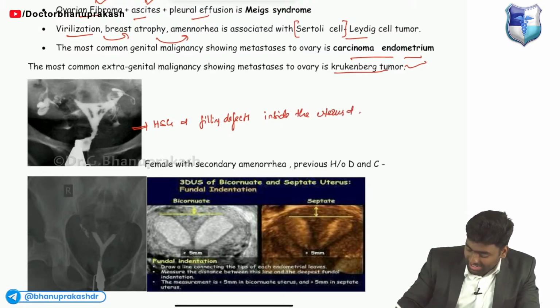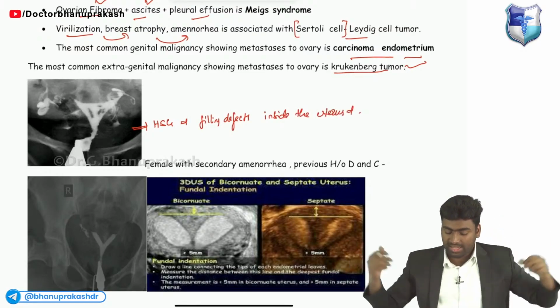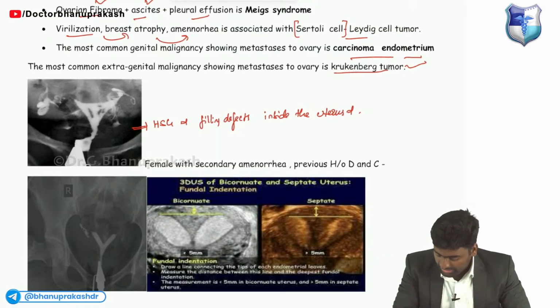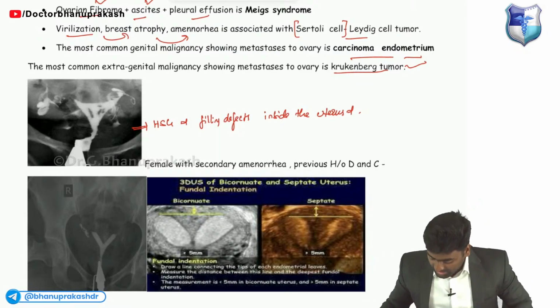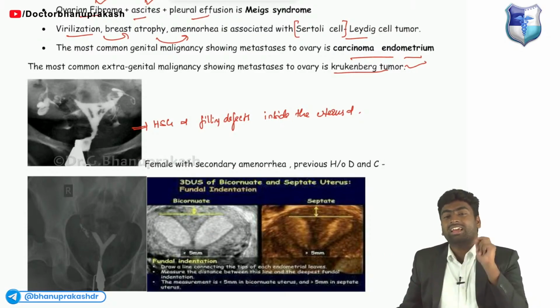And if there is any, good guys, it is the abdominal masses. Good Dr. Anar, good Dr. Bhagav. Fine. If there are any filling defects inside the uterus, then you will ask the history.